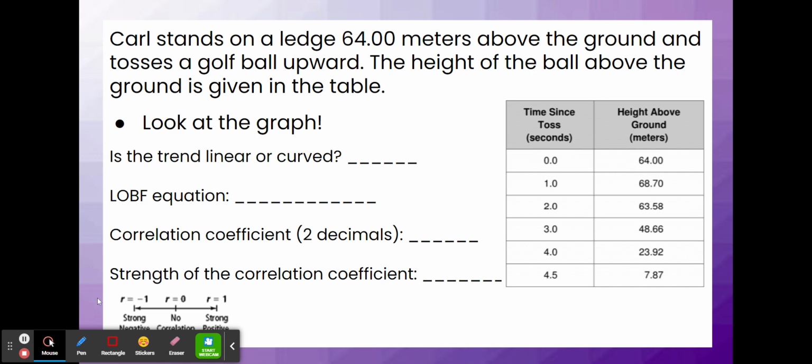Okay. Carl stands at a ledge 64 meters above the ground and tosses a golf ball upward. The height of the ball above the ground is given by the table. Look at the graph. Is it linear or curved? What's the equation for the line of best fit? What's the correlation coefficient, and describe its strength? So we're going to put our table into Desmos and run the regression so we can find the information out. Go ahead and do that.